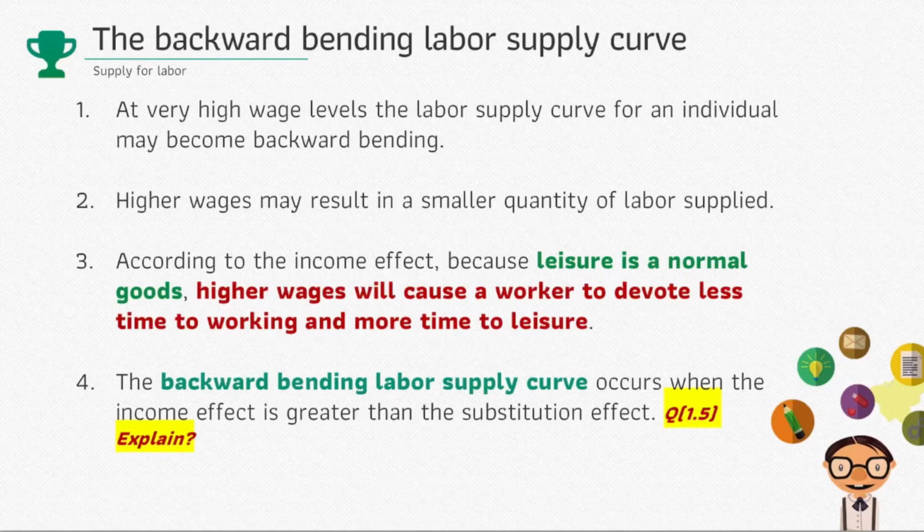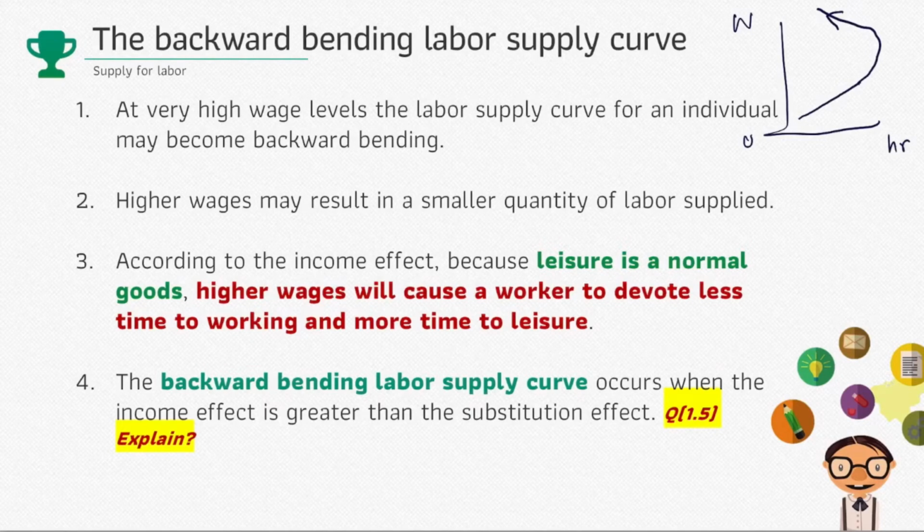Number one, this is the reason for the backward bending supply curve. Backward. In general, people work more when the wage increases, right? Backward is the opposite way of moving. Number one, at a very high wage level, the labor supply curve of an individual may become backward bending. They say it takes a lot of effort. Yes, we get more money, but we are very tired because of so much effort.